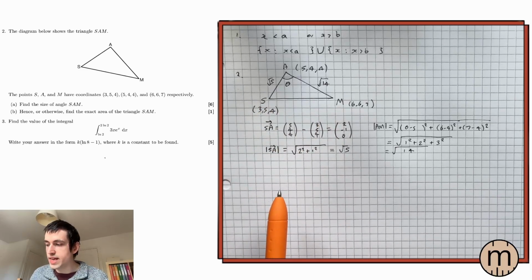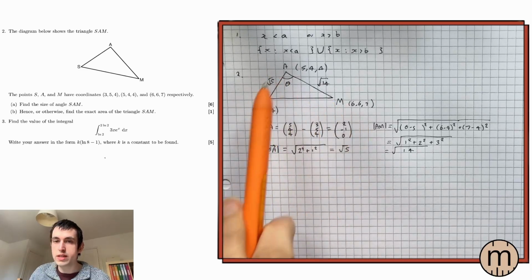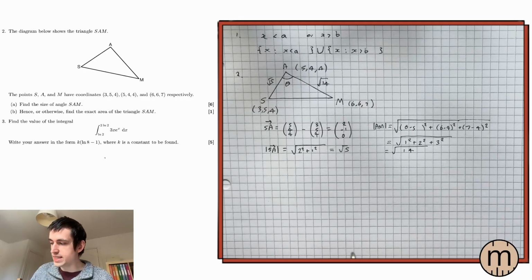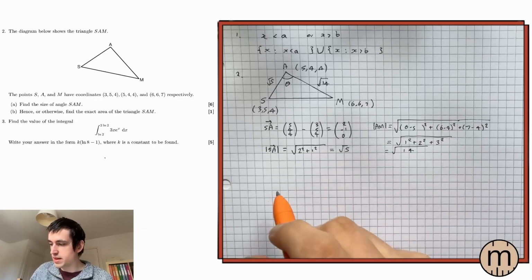We want to also find SM, because then we've got all three sides, and then the angle can be found by using the cosine rule. So let's quickly find SM. I'll do it using the second method.